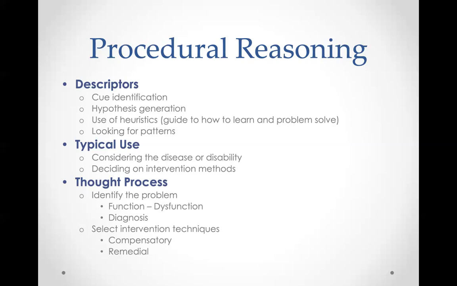And then the thought process is we're identifying the problem, so that function, dysfunction, as well as a diagnosis. So think of multiple sclerosis. We typically will do energy conservation techniques, although not all clients would benefit from energy conservation techniques. We're then selecting intervention techniques, either compensatory or remedial methods.